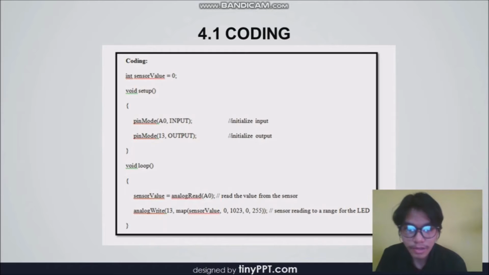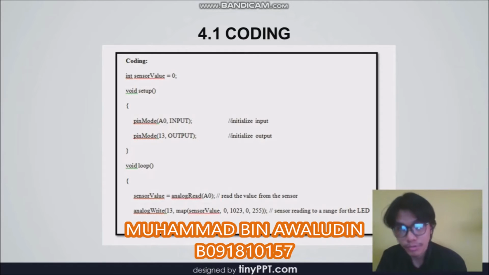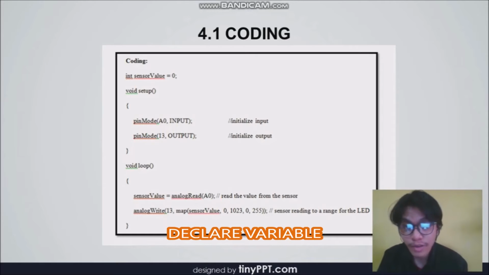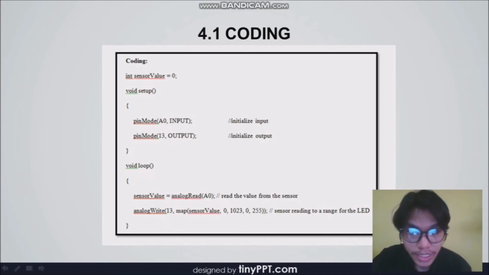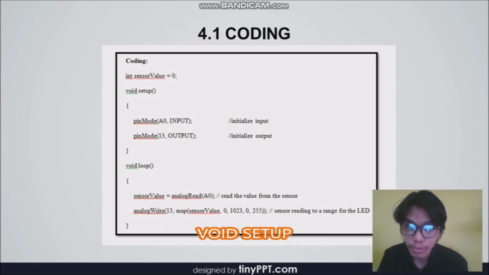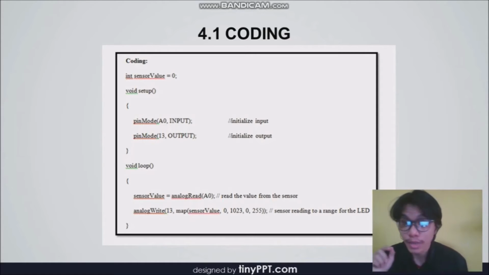Now I will explain further on the coding for this project. Firstly, we have to declare the variable and also the value, which in this case is the sensor value, which equals 0. For the void setup, we need to initialize the input for the analog A0 to read the signal from the LDR, and we also initialize the output at the LED pin 13.